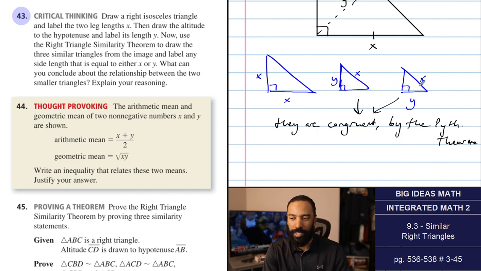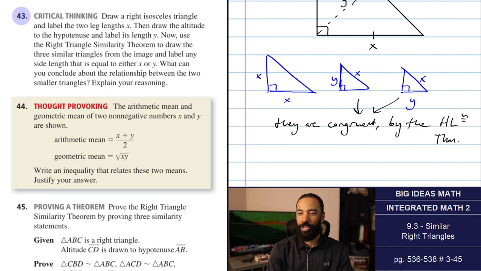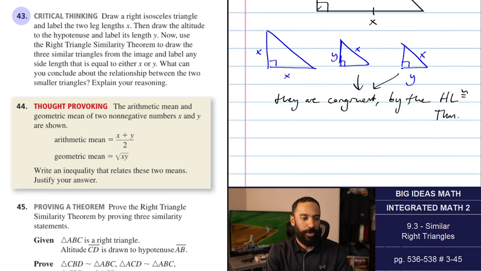This is also an angle side. Oh, not Pythagorean theorem. Let's do the hypotenuse leg, HL congruence theorem. I mean, Pythagorean theorem would verify that, but that's how I know that those two triangles are congruent. Kind of a weird question.